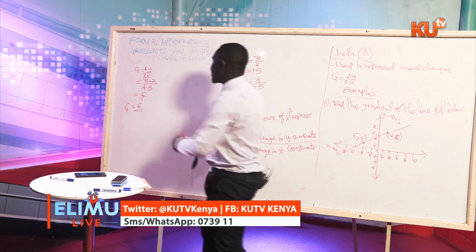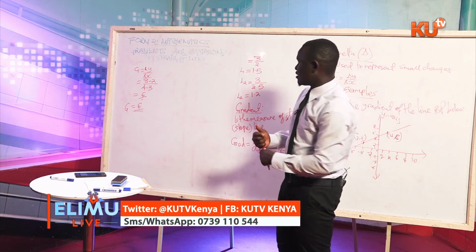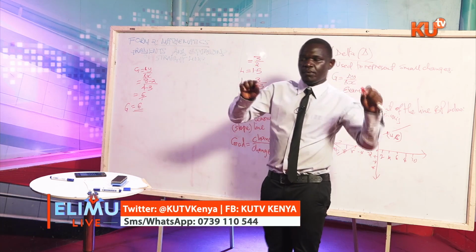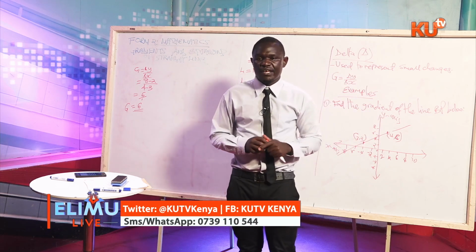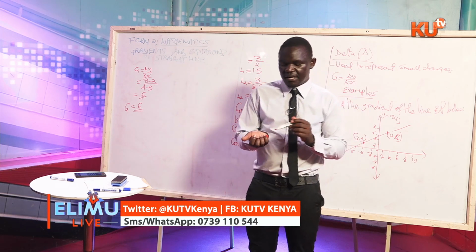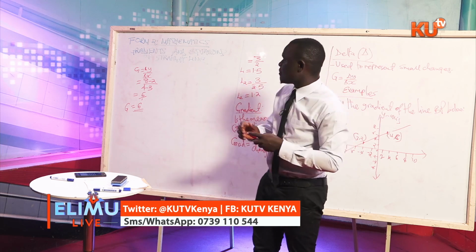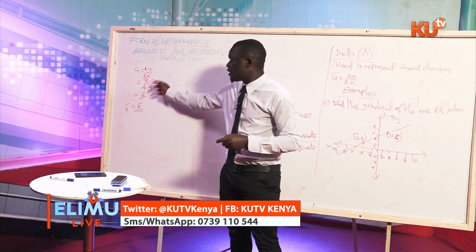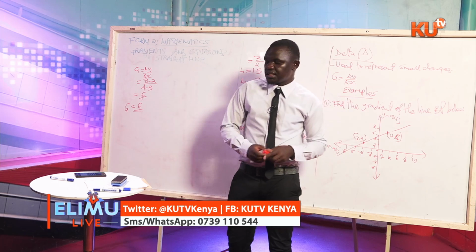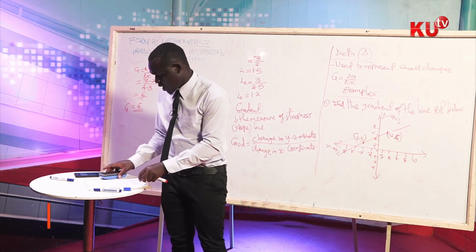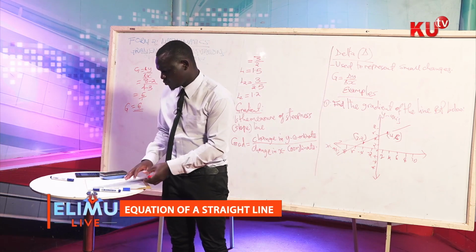That's how you get the gradient of any line. First of all, identify any 2 points on the line. After you've identified any 2 points on the line and written down their coordinates, you now come and say gradient is the change in the y values over the change in the x values. That is how you get it.